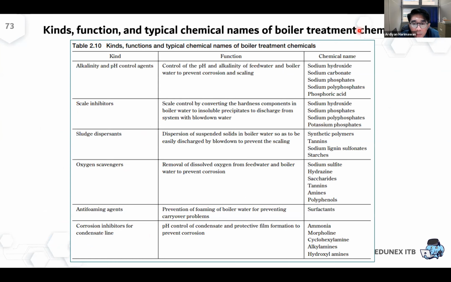I think this table will summarize the internal water treatment. Basically it is to adjust the pH, to inhibit the scale formation, to disperse the mud or the sludge, to eliminate the oxygen, to prevent foam, and to prevent corrosion. Several chemicals can be used for these purposes.